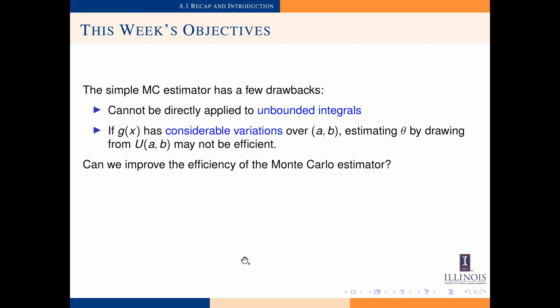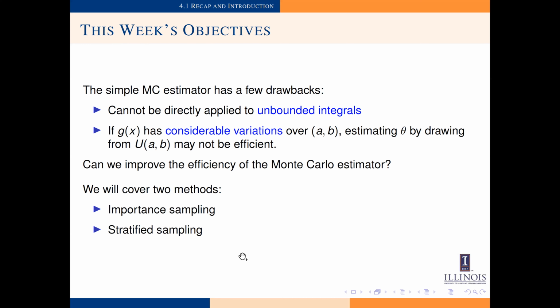For these reasons, you might ask, can we improve the efficiency of our Monte Carlo estimator? Is there a better Monte Carlo estimator for these definite integrals that achieves higher efficiency compared to the simple Monte Carlo estimator? The answer is yes, and we will cover two methods for doing this. The first is known as importance sampling, and the other one is known as stratified sampling.